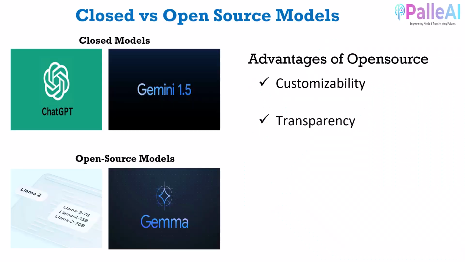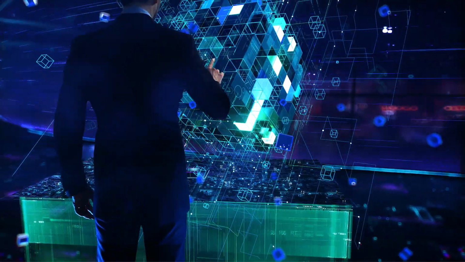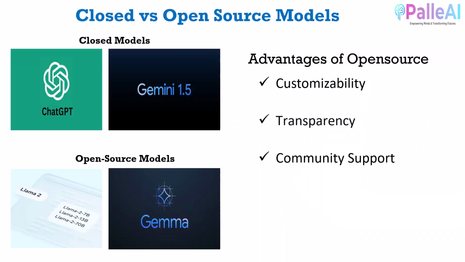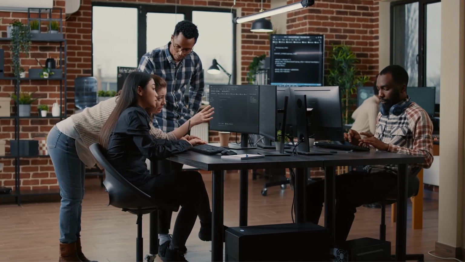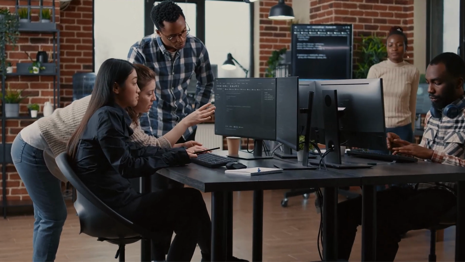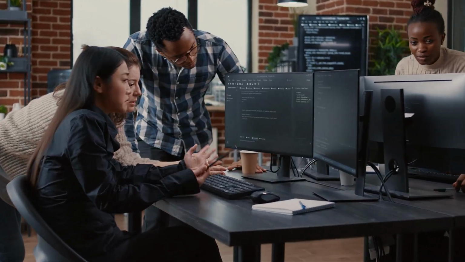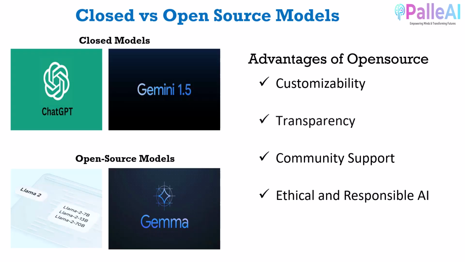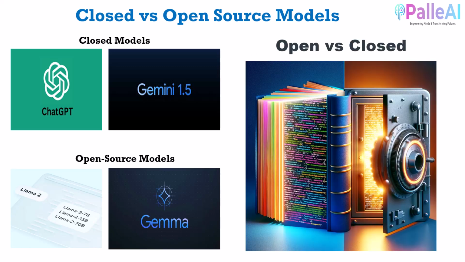And transparency. We can review the model's code, understand its workings, and verify the data it was trained on, enhancing trust. And not only that, the community support is amazing for open source models, because a lot of developers contribute to improvements, bug fixes, and new features. So much can be done with an open source model. Also, open source models contribute towards ethical and responsible AI. And when it comes to accessibility, guys, this beats everything. It's free, lowering the barriers to entry for research and application development.